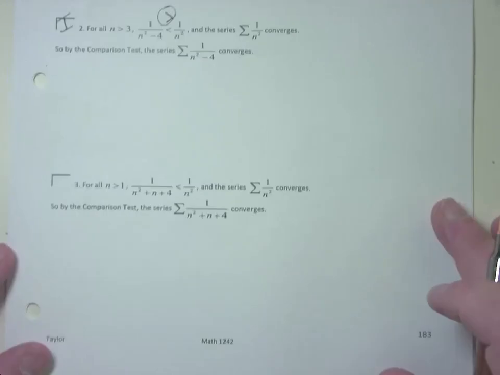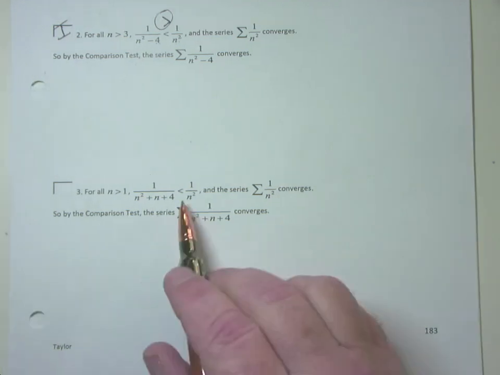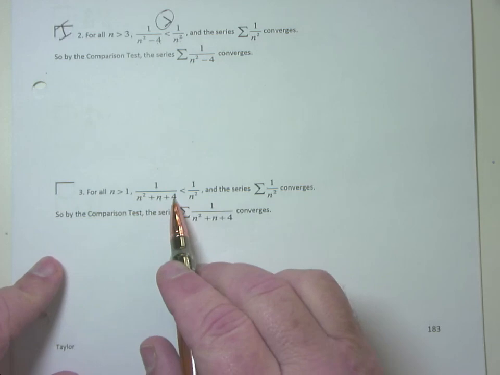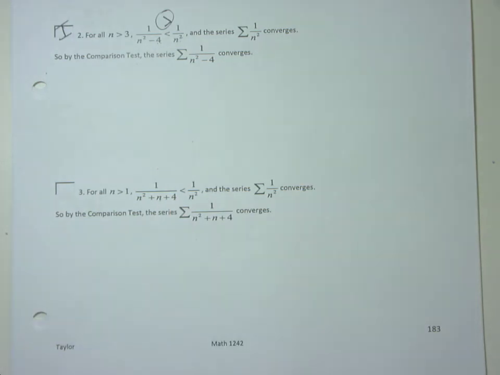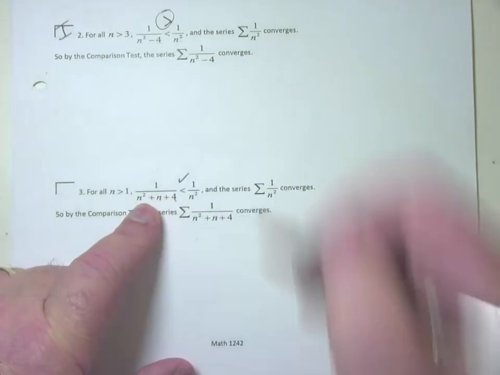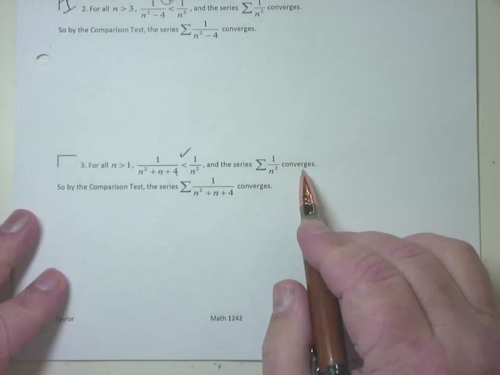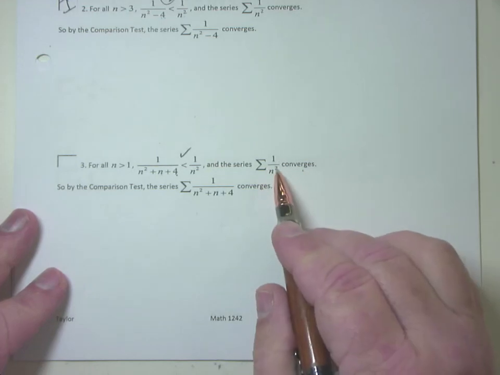Look at the next one, number 3. For n greater than 1, 1 over n squared plus n plus 4 is less than 1 over n squared. Well, let's check it out. To the n squared, we're adding an n and we're adding 4. We're adding stuff to the denominator, which makes the denominator bigger, makes the overall fraction what? Smaller. So that is less than. That's good. And the sum of 1 over n squared converges. That's true. This is a p-series, p equals 2.